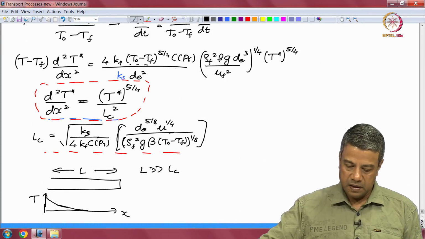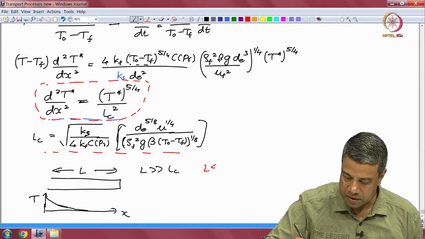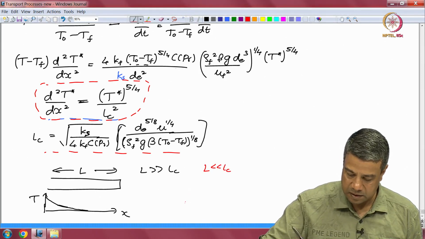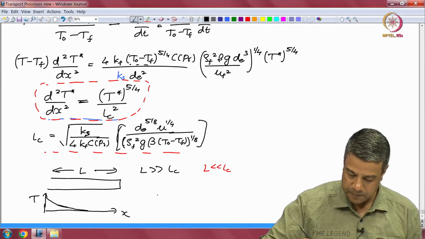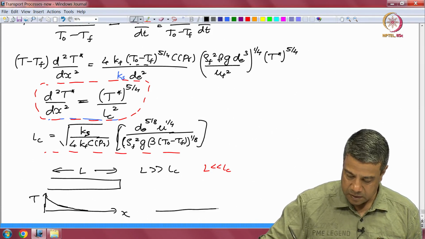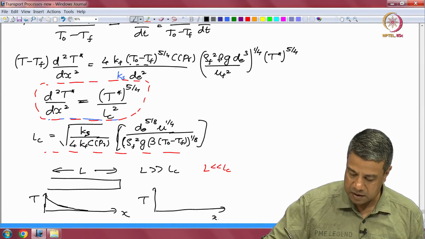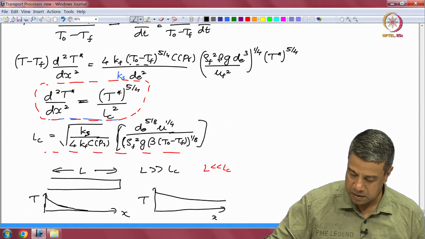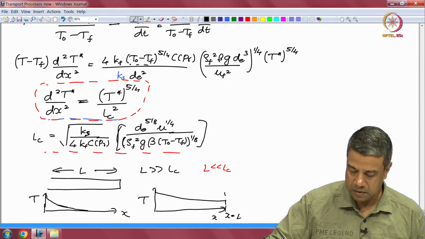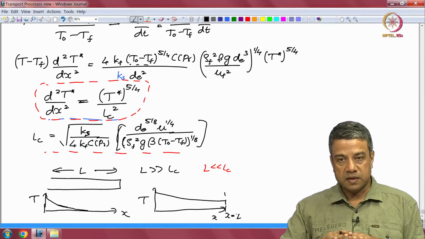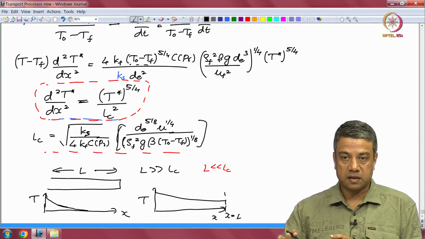On the other hand, if you have L much smaller than LC, then the temperature along the surface, because LC is the characteristic length, does not decrease very much over the entire length of the fin, at x equal to L. So, there is not that much variation in the temperature along the length. Therefore, there is not that much conduction.